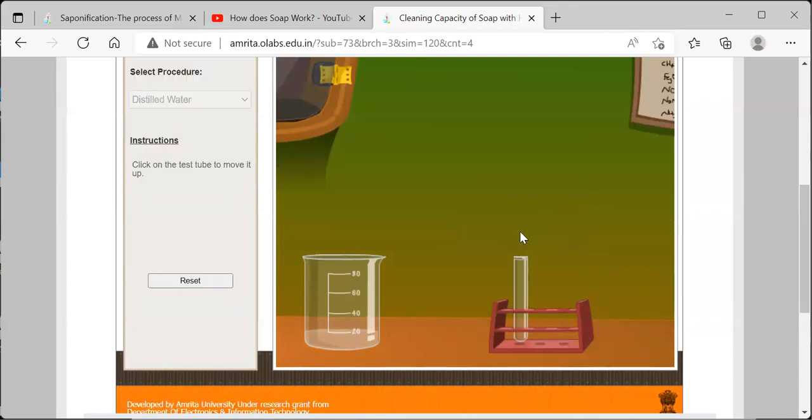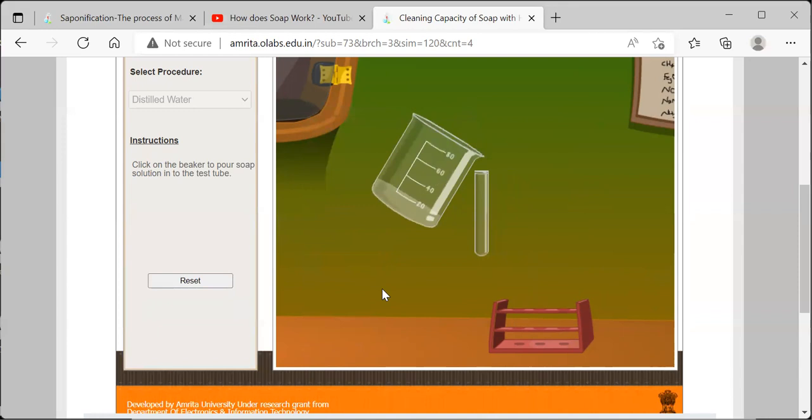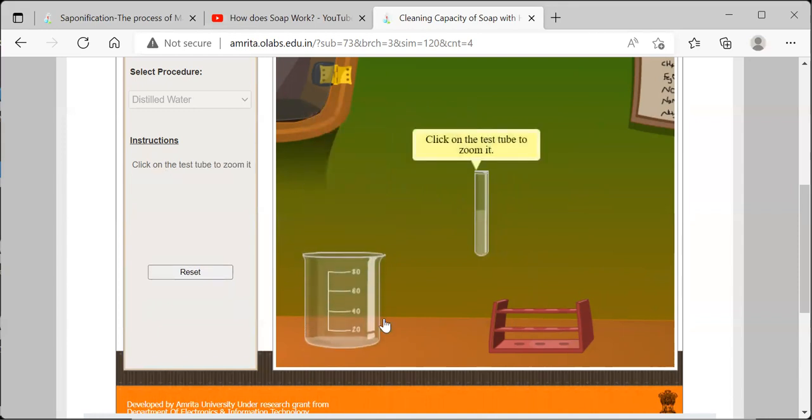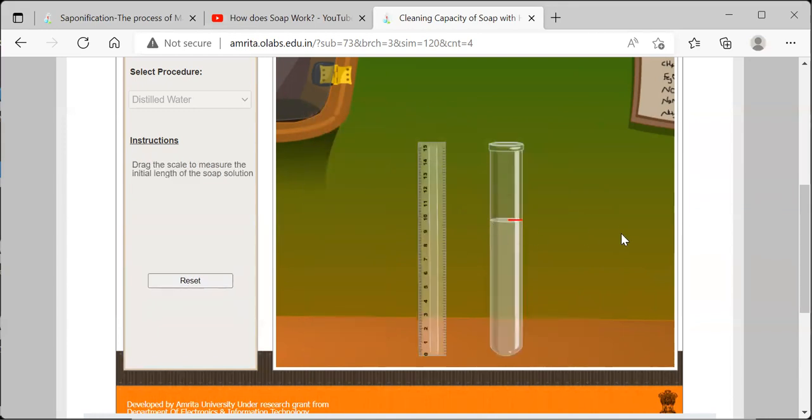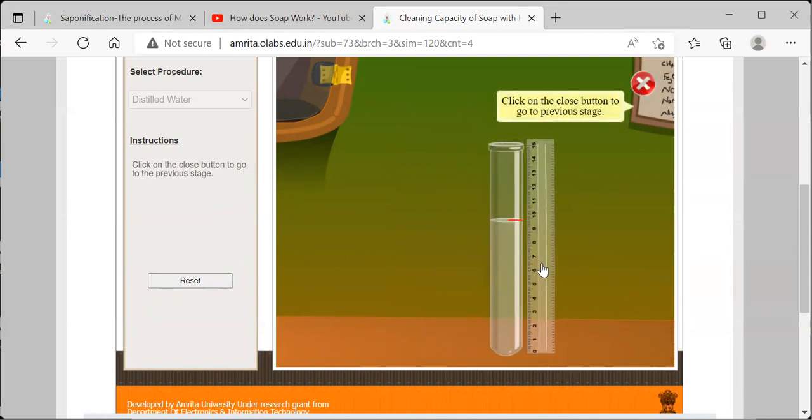Next, we are going to take this test tube and pour some of that soap solution that has distilled water. We are going to zoom in on the test tube. The length of this solution in centimeters is about 10 centimeters. So make sure to use whole numbers when you're entering this data into your lab quiz.